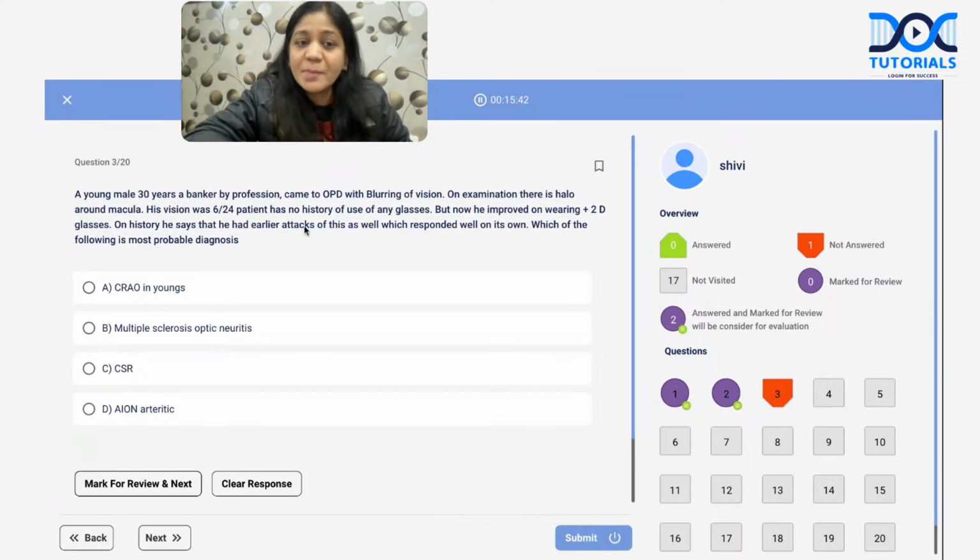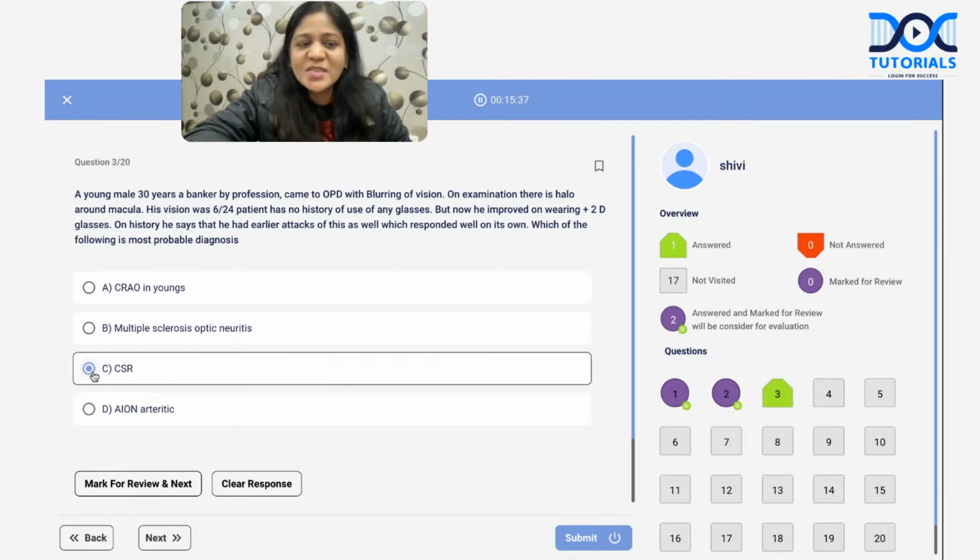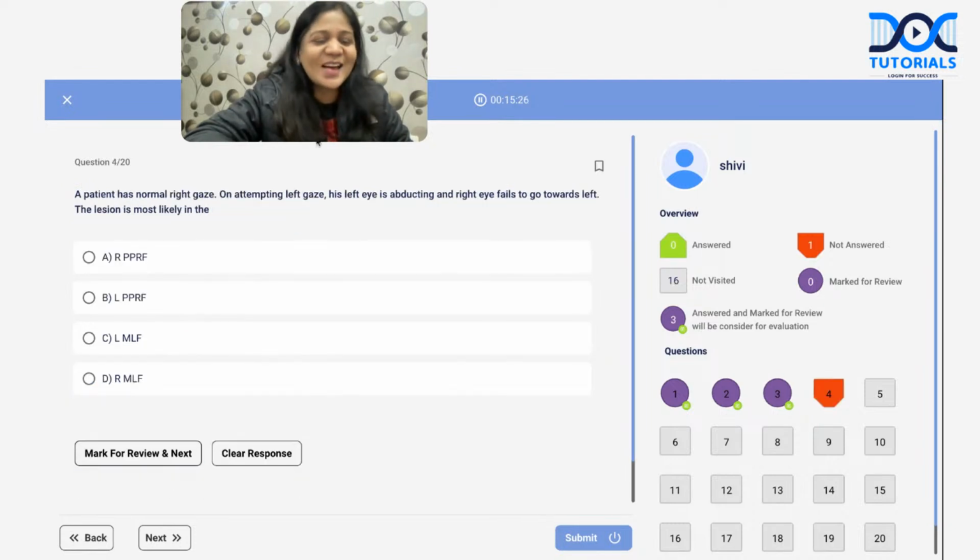Now it also says कि बार बार अटैक हो रहे हैं और रिस्पॉन्ड वेल कर रहा है, that means definitely it is going to be CSR. CRAO इन यंग में लॉस ऑफ विजन होएगा, ऑप्टिक न्यूराइटिस में समथिंग विल हैपन टू द प्यूपिल एंड विजन विल नॉट इंप्रूव. AION इतने यंग पेशेंट्स में होता ही नहीं है, दिस हैज टू बी अ CSR.